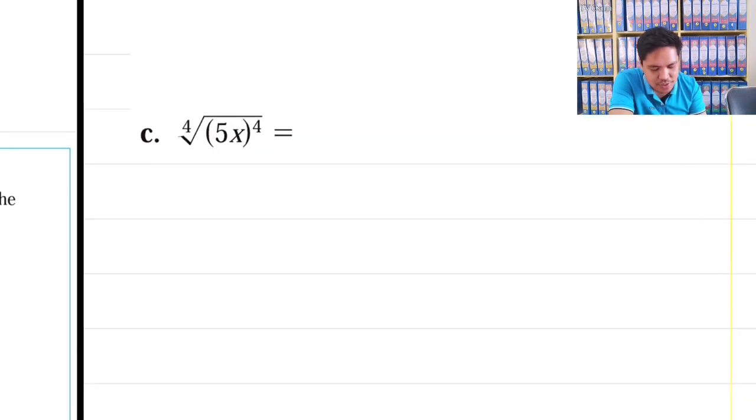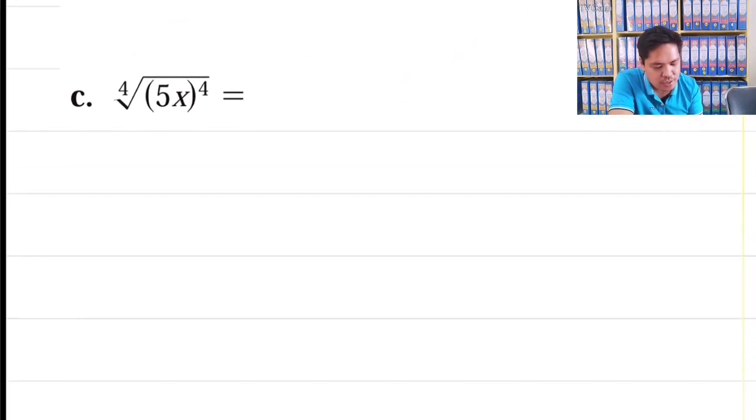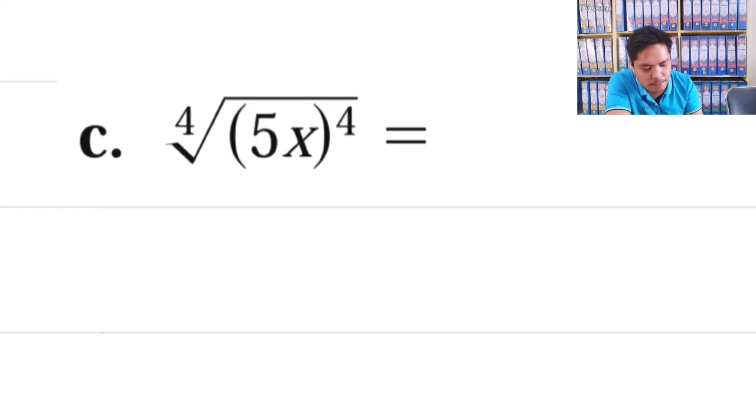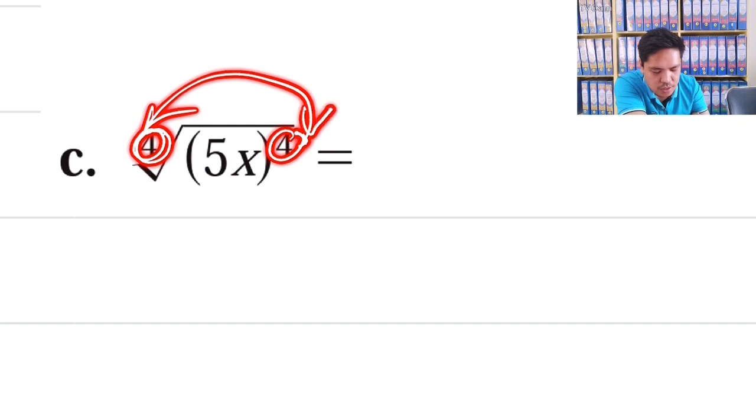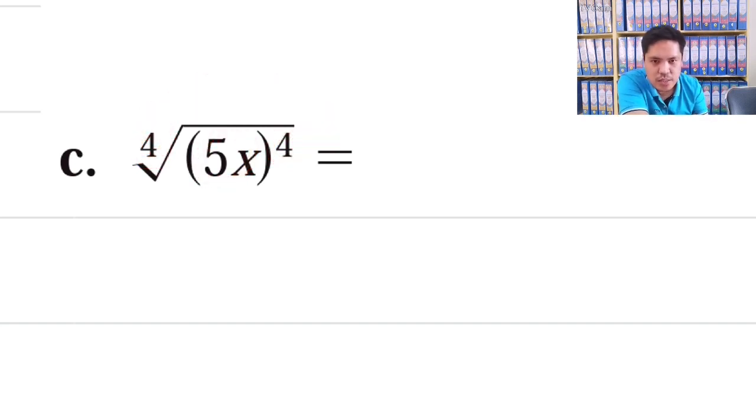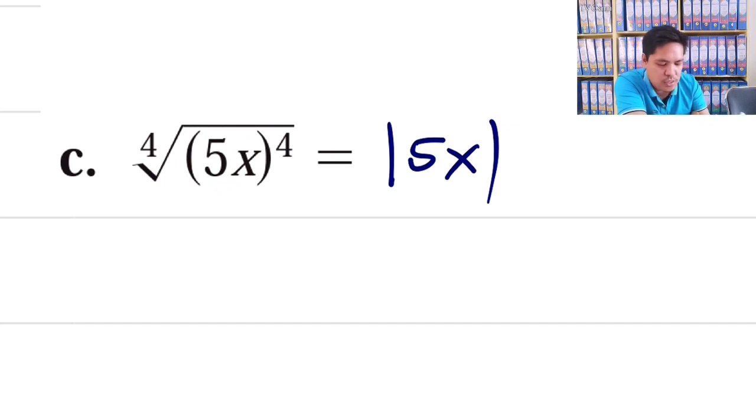Next, letter C. For letter C, it's easy because the entire 5x is the one raised to 4. So we have the same index and exponent, and both are even. Therefore, the absolute value of 5x is our answer. The absolute value of the radicand. So the answer is the absolute value of 5x. That's it.